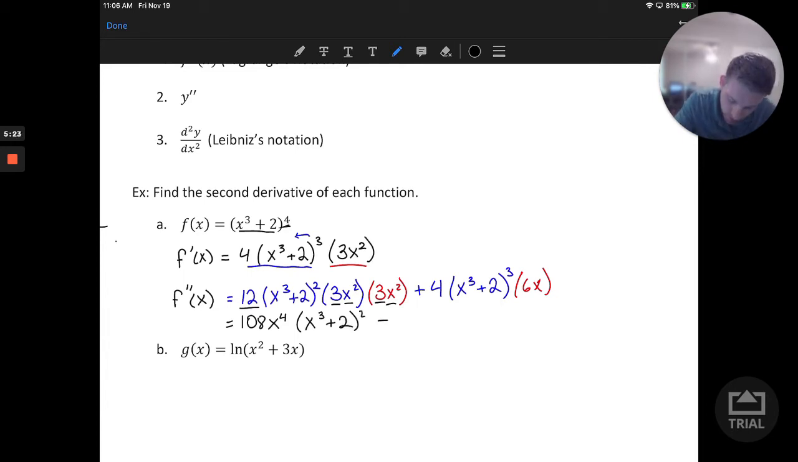The second part we can simplify with the second term. That's going to be 4 and 6x give me 24x. And then we can list out our x to the third plus 2 to the third. And I think that's a pretty good place to leave it. That's an alright way to represent our second derivative.